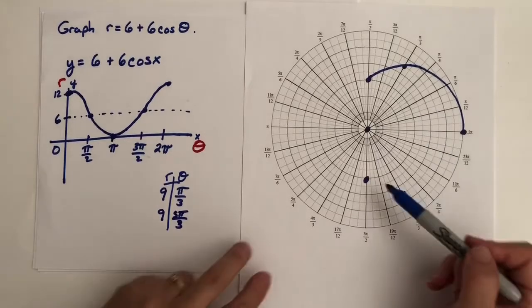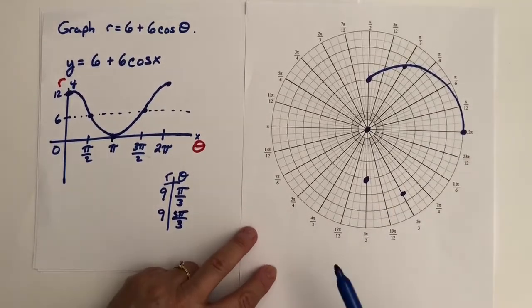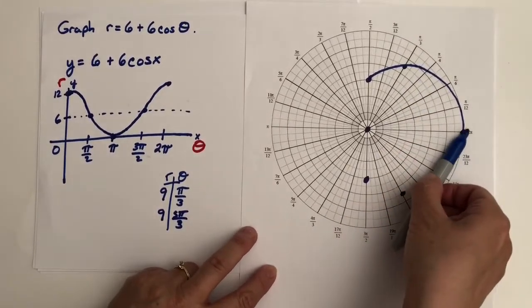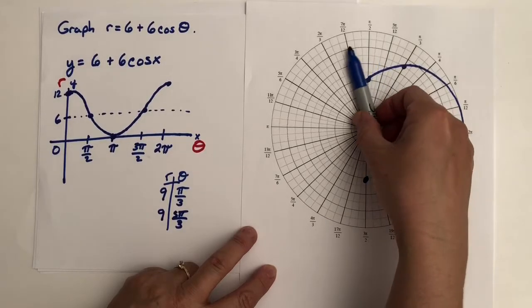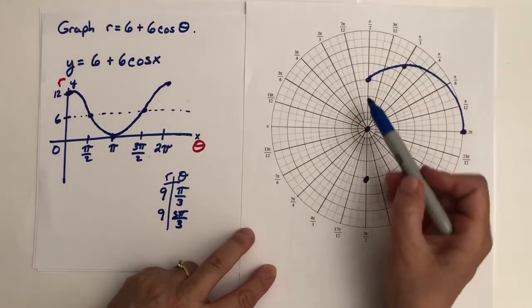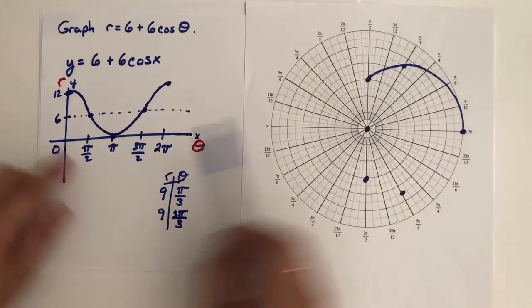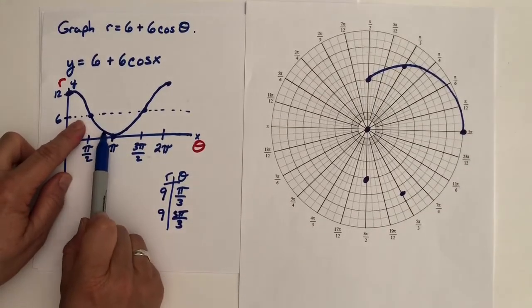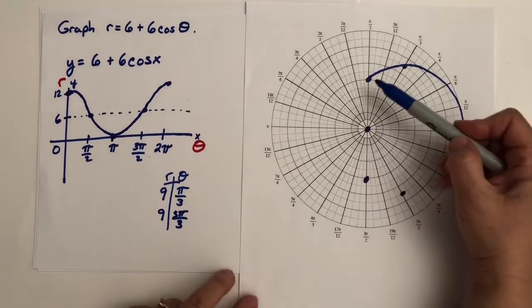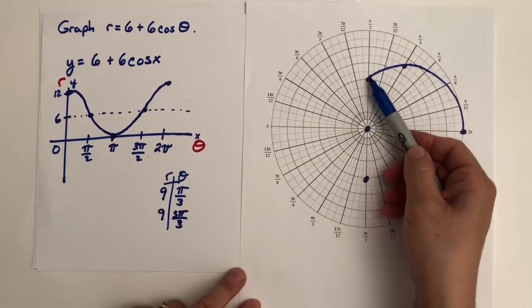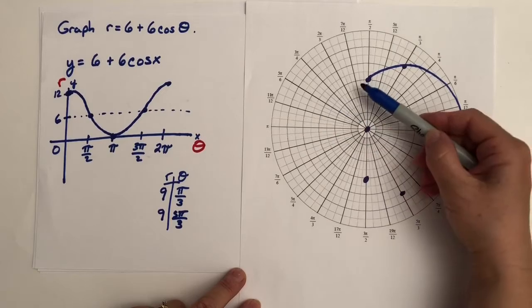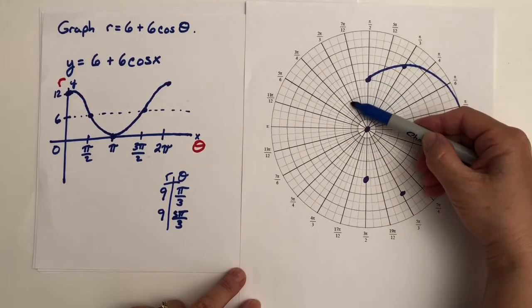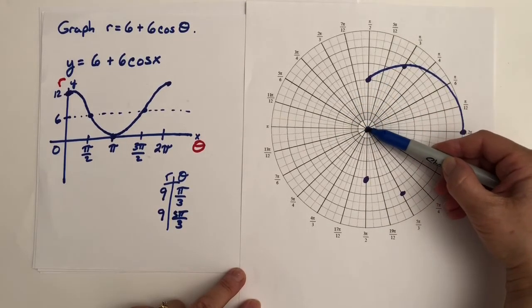Now we'll draw that part of the graph in a minute. We've looked between 0 and pi over 2. Let's go from pi over 2 to pi. So what's happening from pi over 2 to pi? The r value is getting closer and closer to 0. So as I move toward pi units, my r values are getting smaller and smaller. I'm getting closer and closer to the pole.